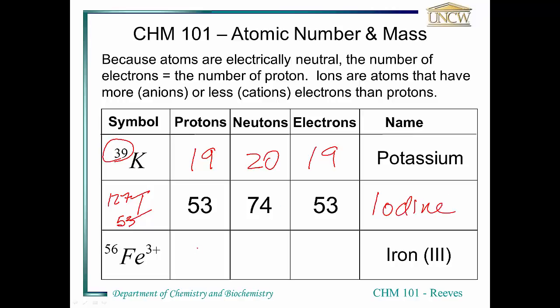And finally, we have iron. Iron's atomic number is 26, which means that this isotope of iron has 30 neutrons for a total of 56. And now, since iron has a +3 charge, it has to have 26 protons. The way it gets a +3 charge is by losing 3 electrons. So in fact, instead of 26 electrons, iron has 23 electrons.